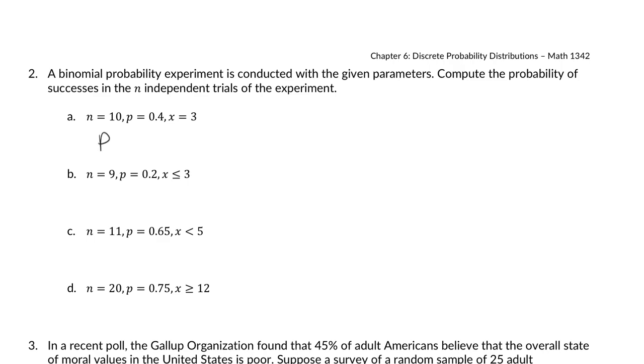I would say I am finding the probability that x is equal to 3. I would do the binomial distribution of choosing 3 out of 10 with a probability of 0.4. And because I want it to be exactly equal, I'm going to put false.